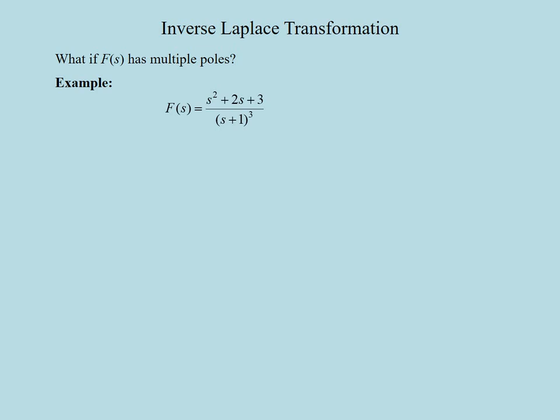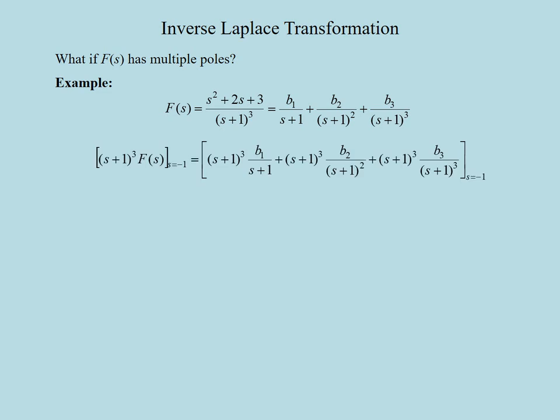In this case, we are going to apply a partial fraction expansion with denominators s plus 1, s plus 1 squared, and s plus 1 cubed. If we multiply capital F of s by s plus 1 cubed, we will get a full cancellation of the s plus 1 term only in the third fraction. Therefore, evaluating the result at s equals minus 1, we can obtain the coefficient b sub 3.